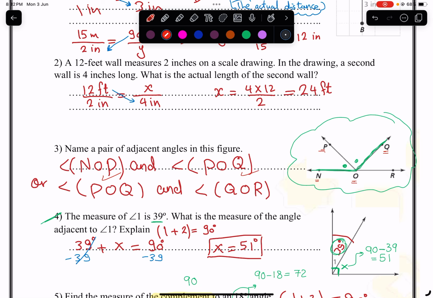Some students said, teacher, we have another adjacent angle. Look, in the red pen, this one and this one. So we can name it ROQ, that's the first one, or QOP. This is the adjacent angle.